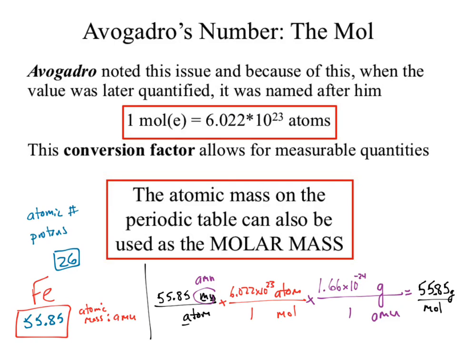Why is Avogadro's number such a special value?